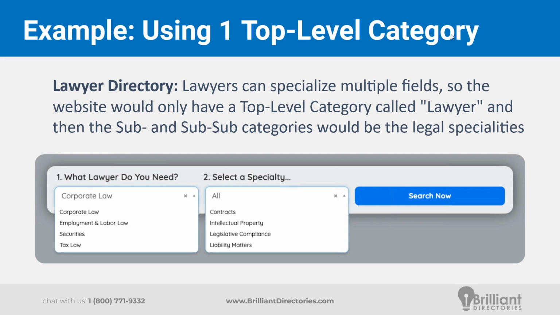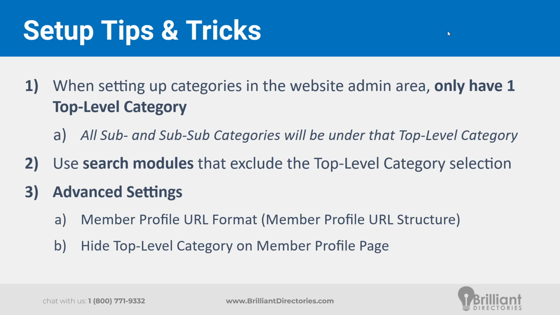And so then they can just get right on into selecting one of the subcategories, in this case, the field of law that a lawyer might be practicing. And then if they further want to clarify what type of lawyer they're looking for, they can then select a specialty, which would be a subcategory.